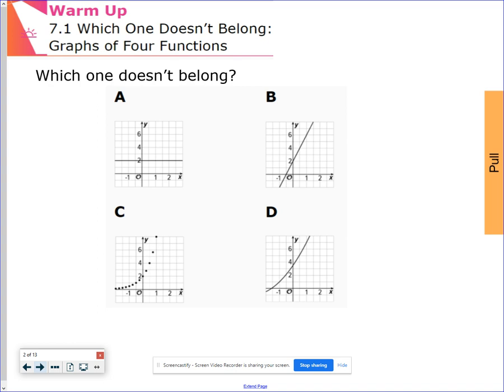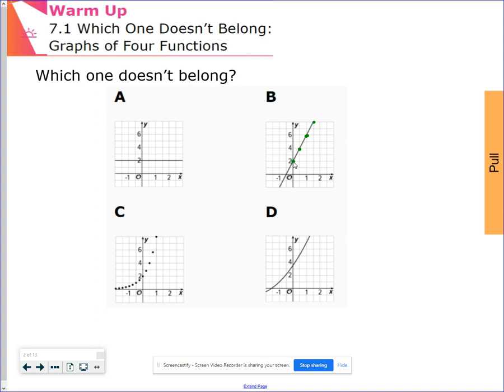Graph A is the only one where the y values don't change. It's got a slope of 0. It's a horizontal line, so the y's are always going to be equal to 2 on that one. For B, this is the only one of the four graphs that has a constant rate of change for the y's. The y's are increasing by 2 each time we move forward by 1 on the x's. It's got a slope of 2, right? It's got a very constant rate of change to get us a linear kind of a graph.